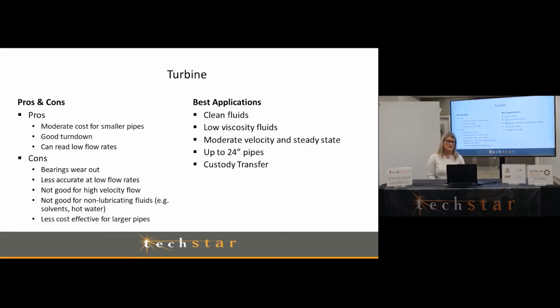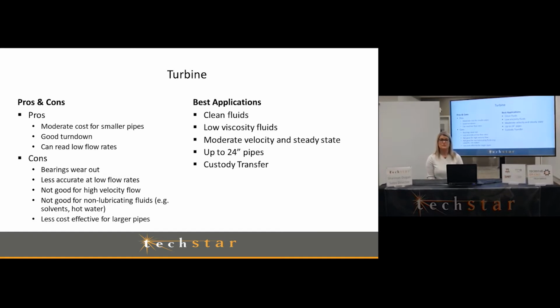Some installation and application pros and cons. These are really good for smaller pipes, moderate cost. You're usually going to have the whole meter, that's the size of the line. So a 2-inch meter is going to be less expensive than a 6-inch meter because you're buying the whole meter body, that's the line size. They do have good turn down, and they can read low flow rates.